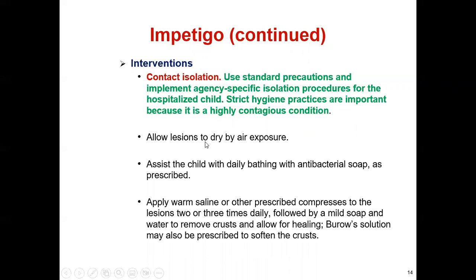Also, keep the lesions dry by air exposure. Assist the child with daily bathing with antibacterial soap as prescribed. Apply warm saline or other prescribed compresses to the lesion 2 or 3 times a day, followed by mild soap and water to remove the crust and allow for healing.